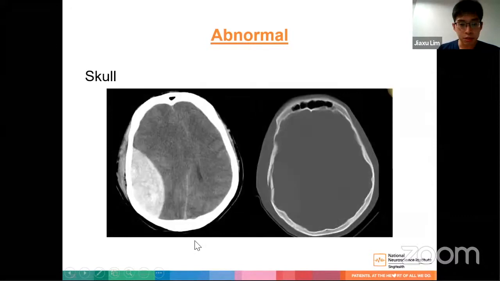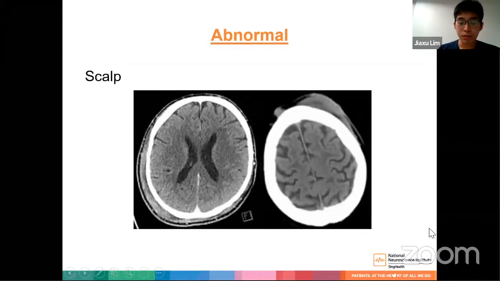We talk about the skull next. We can see a large extradural hematoma. If you switch to the bone window, we can see that this is actually secondary to this displaced skull fracture over here. Now, finally, you talk about the scalp as well. We can see a scalp hematoma here, a scalp hematoma here.